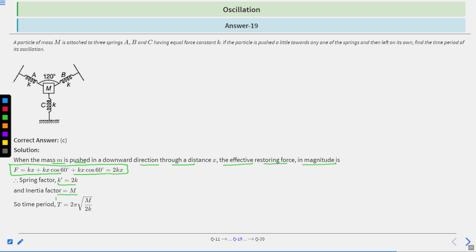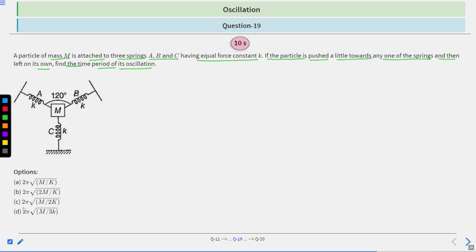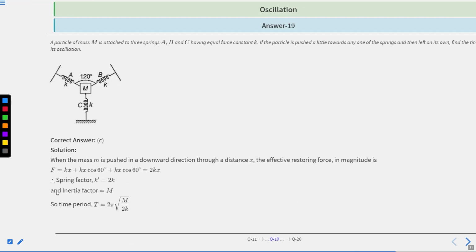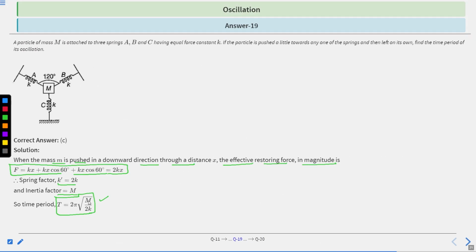So the time period is equal to 2 pi under root m divided by 2k. So the correct answer is C, 2 pi under root m divided by 2k. Next question.